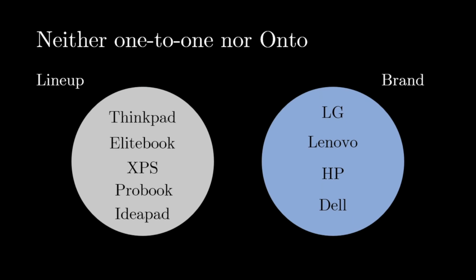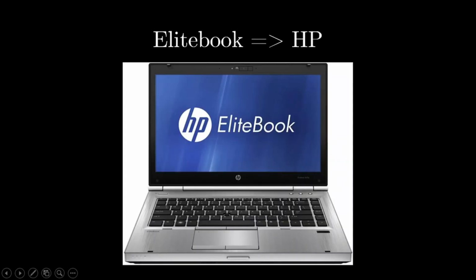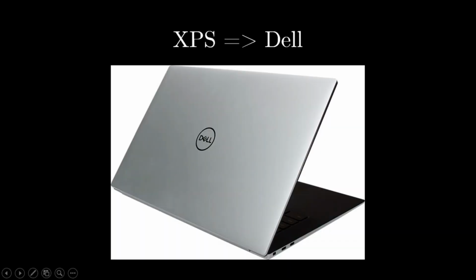For the last one, we have the function which is neither one-to-one nor onto. Let's look at these sets of laptop lineups and their brands. The ThinkPad is a lineup of business laptops originally manufactured by IBM but is now acquired by Lenovo. I am a personal fan of this lineup and I use one as my daily driver. The HP's EliteBook is another business laptop known for its military-grade steel build. The XPS is one of the highly recommended laptops recently and is manufactured by Dell.